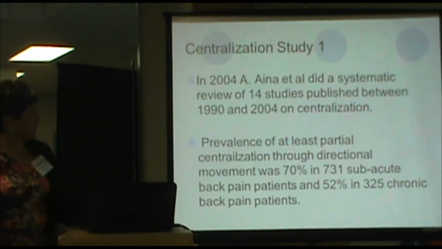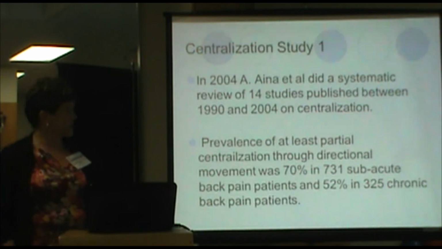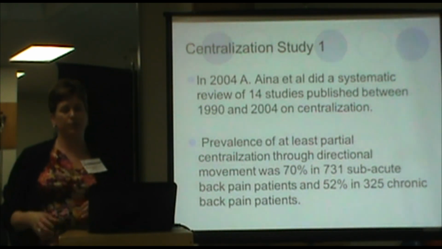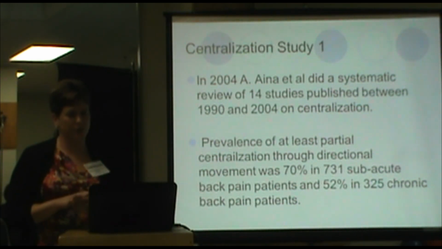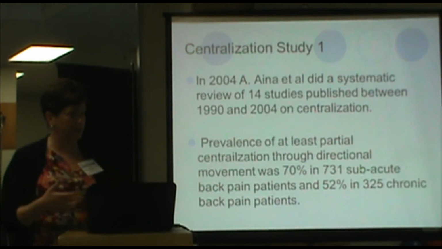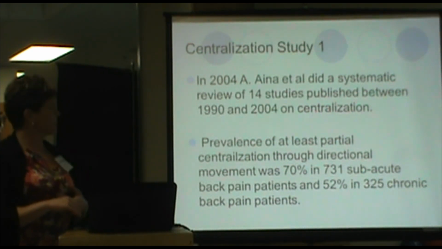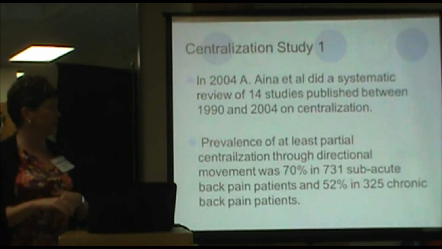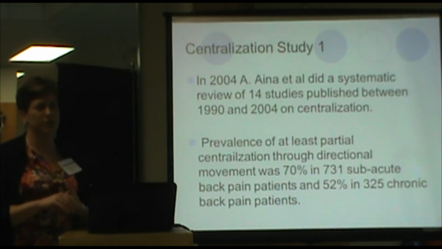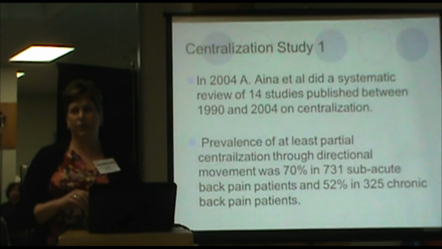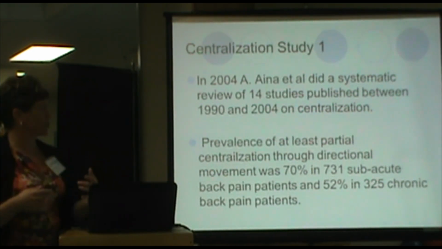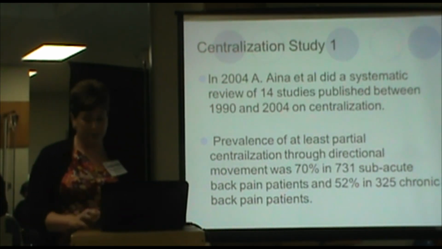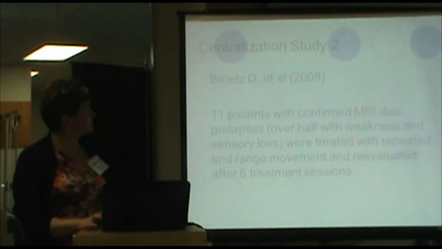So in 2004, there was a review of 14 studies that had been published over that series of years, and the prevalence of at least partial centralization of symptoms through this directional movement approach, which is what the MDT or McKenzie approach is, was 70% in 731 subacute back pain patients and 52% in the chronic back pain patients. Now, in terms of medical treatment and physical therapy treatment, those are actually pretty good statistics for decreasing someone's pain.